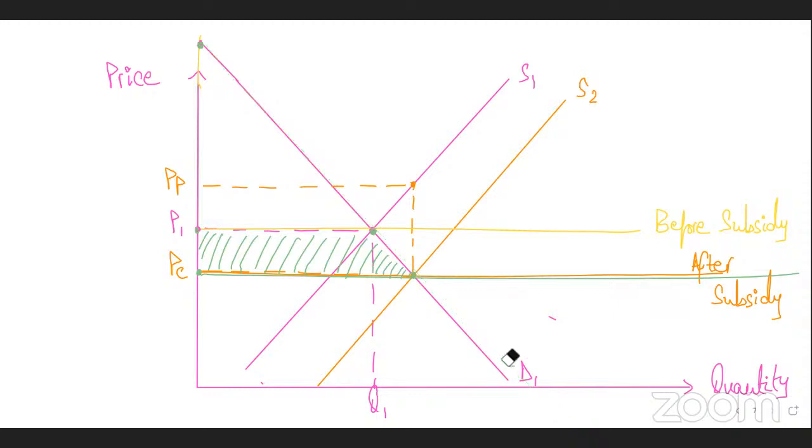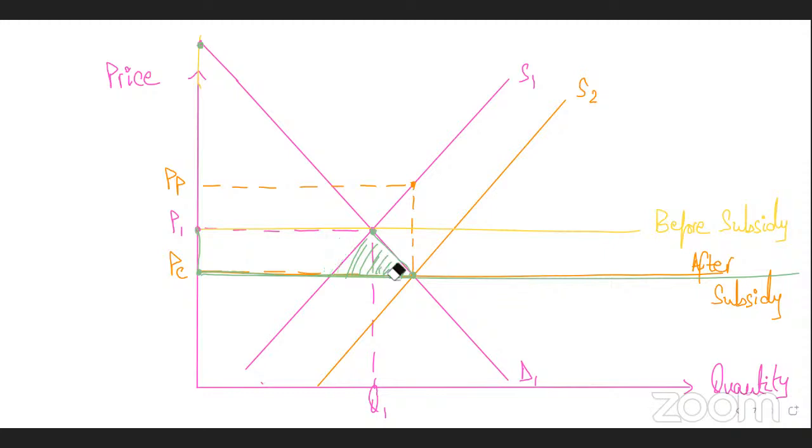Confusion? Anything that's not clear? So this is your gain in consumer surplus. Any confusion so far? Anything that's not clear? We good? Okay. Students, is this making sense? Right? Okay.